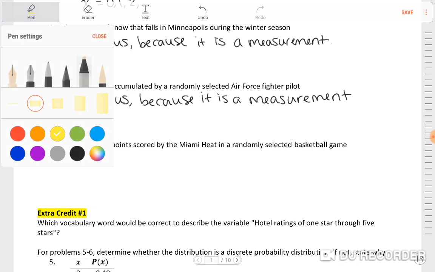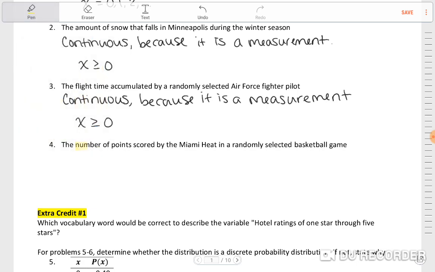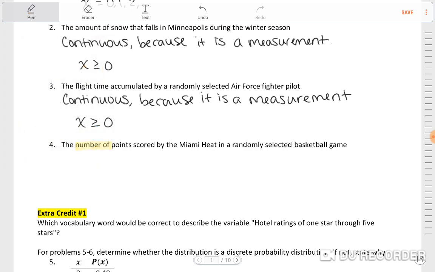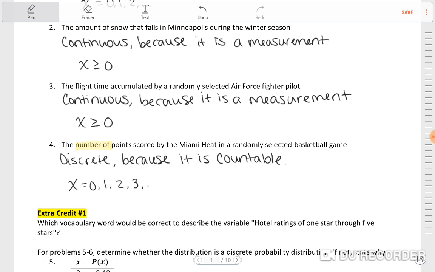Here's that keyword again. The number of points scored by the Miami Heat in a randomly selected basketball game. This is discrete because it is countable. Fractions don't make sense here. And then our values of x can be anything from 0, 1, 2, 3, and so on.